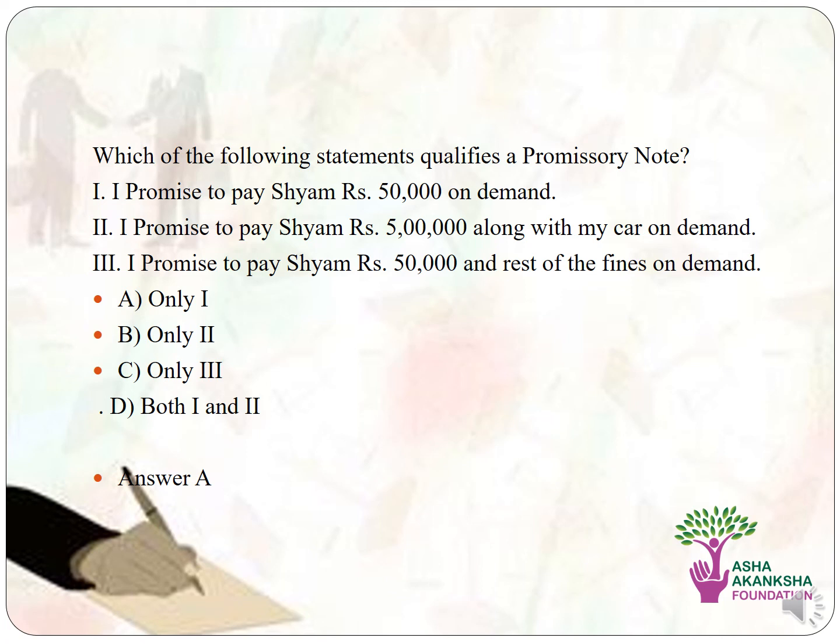Let's move on to the next question. Which of the following statements qualifies as a promissory note? Statement 1, I promise to pay Shyam rupees 50,000 on demand. Statement 2, I promise to pay Shyam rupees 5 lakh along with my car on demand. And statement 3, I promise to pay Shyam rupees 50,000 and rest of my fines on demand. The options are option A, only statement 1, option B, only statement 2, option C, only statement 3, and option D, both statement 1 and statement 2. The correct answer to this question is option A, that is only statement 1 qualifies as a promissory note.